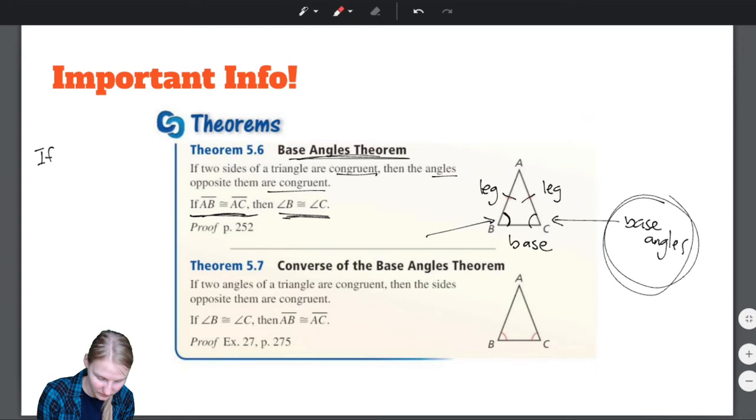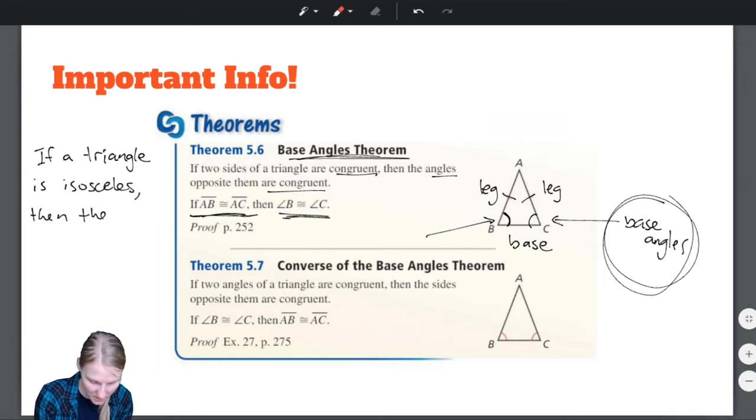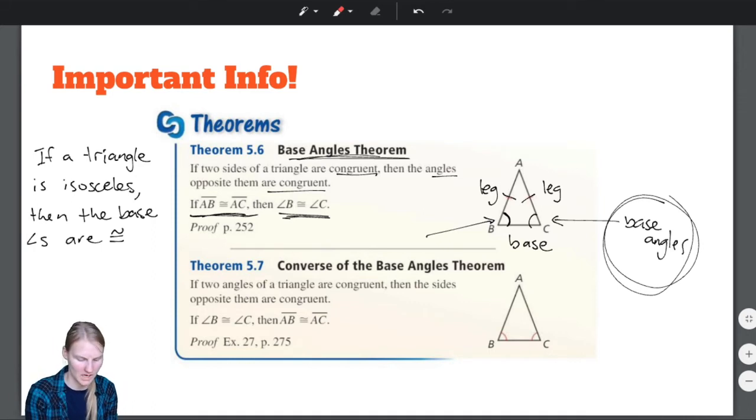If a triangle is isosceles, then the base angles are congruent. And we're using some shorthand here. This means angles, this means congruent.